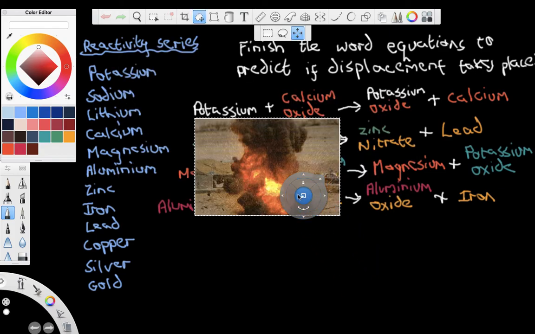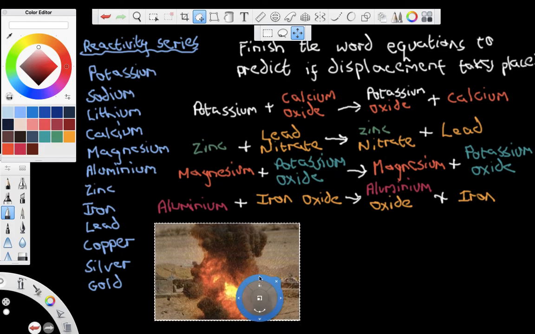Here's a picture of a thermite reaction taking place. It's a displacement reaction that is used to weld areas of the railway together, as well as lots of other uses, and we're going to define it. We're going to define what a thermite reaction is.